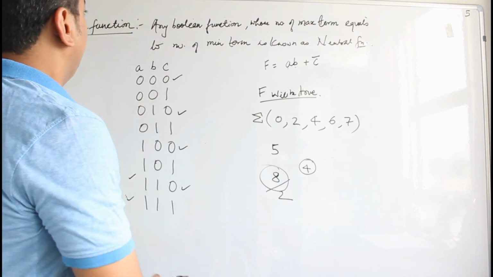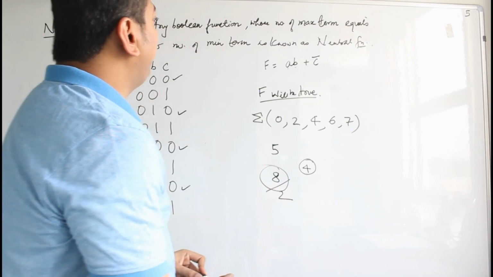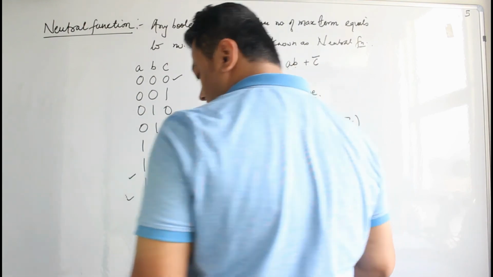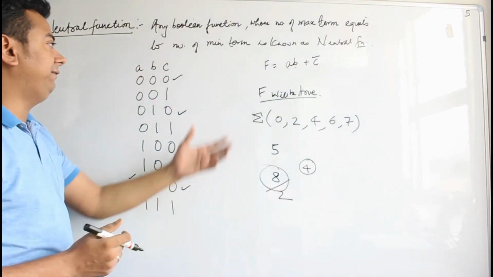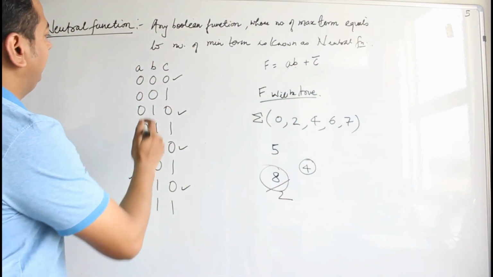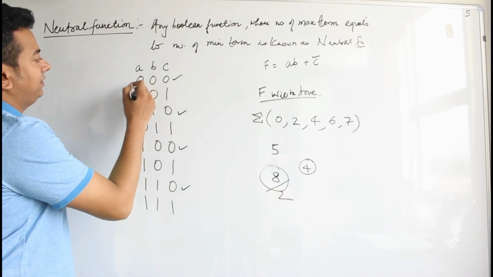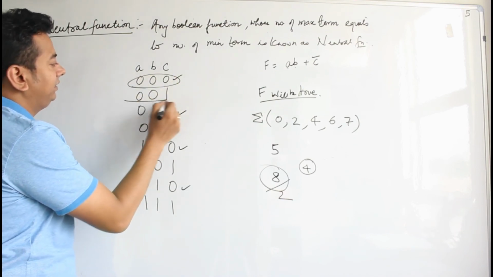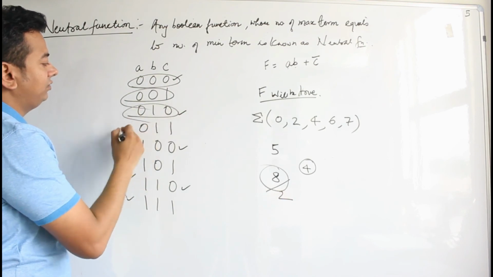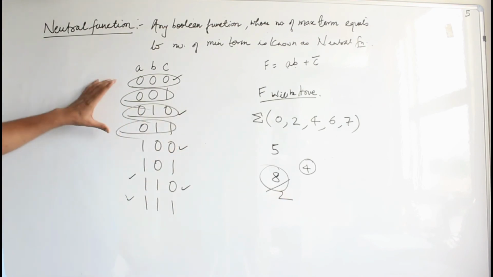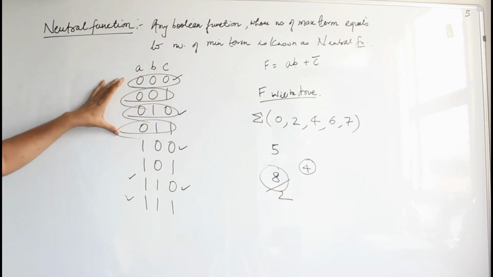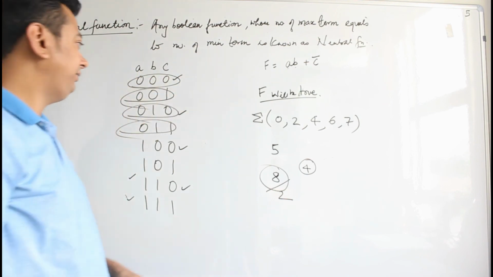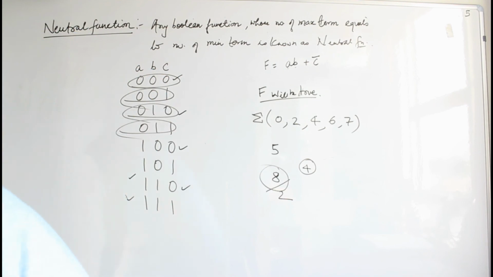So we have to find a neutral function. If the function has to be neutral, we should take, let us suppose I am taking this one, this one also, and this one. In order to make a Boolean expression out of this, right, what do we need to do?